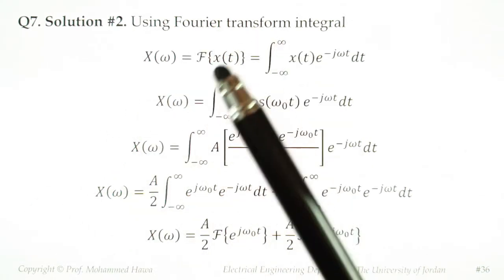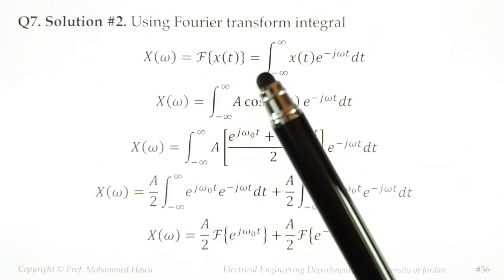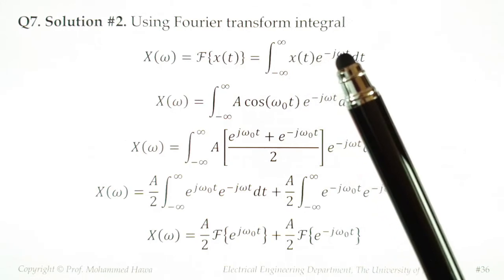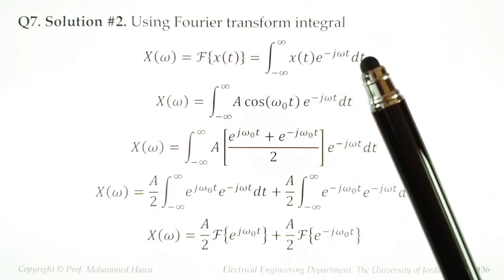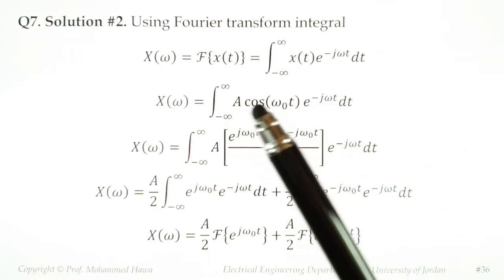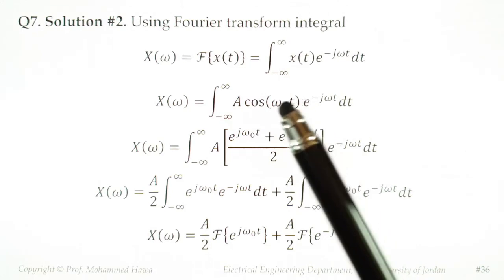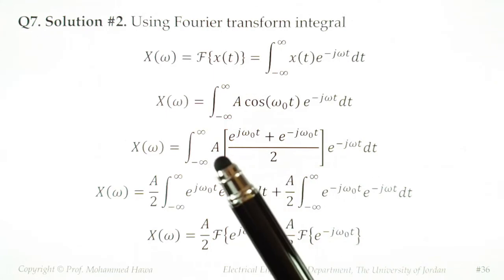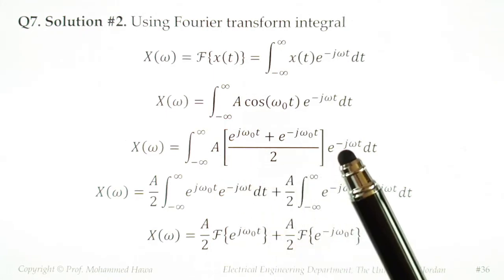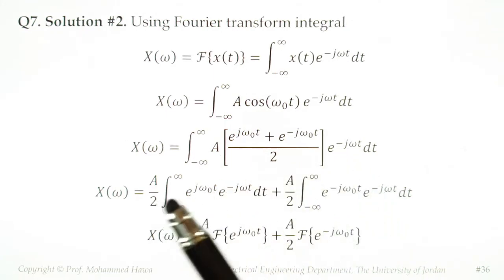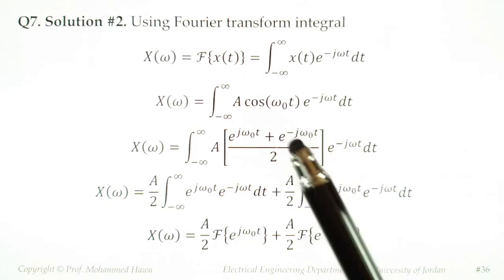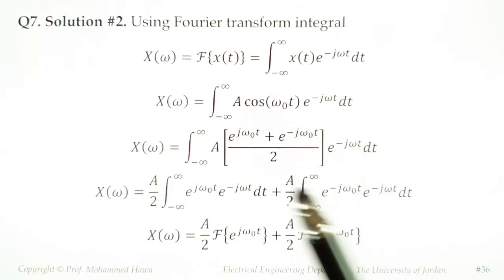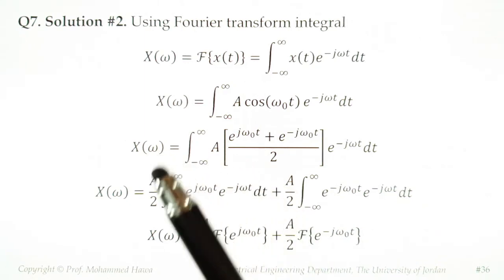But I can also obtain the same exact answer if I use the integral definition of Fourier transform, which says that the Fourier transform of x of t is the integral from minus infinity to infinity of x of t e to minus j omega t dt. I'll substitute for x of t a cosine omega naught t and then expand the cosine using Euler's identity. This exponential multiplied by this exponential can be integrated by itself, and this exponential multiplied by this exponential can be integrated by itself. I took the constants outside the integral.